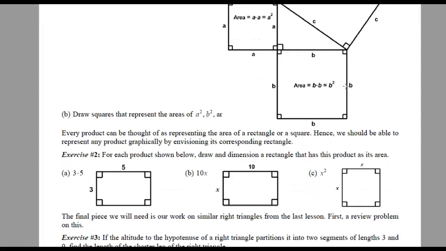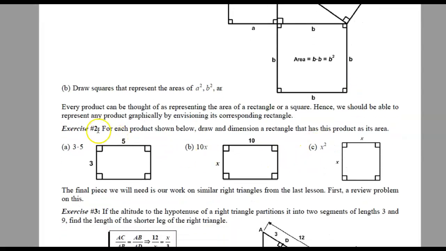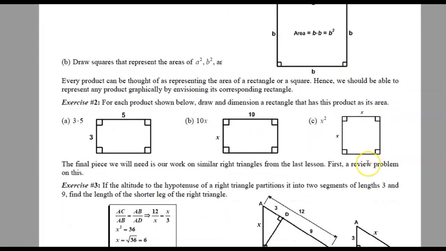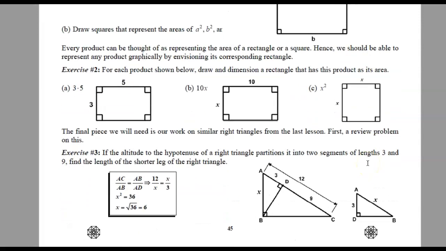So, exercise 2. For each product shown below, draw and dimension a rectangle that has the product as its area. If you've got 3 by 5, you can show that with a 3 and a 5. You could orient it however you want to. 10 and an x would look like this. x squared would look like this. And the final piece that we need is how we do similar triangles.